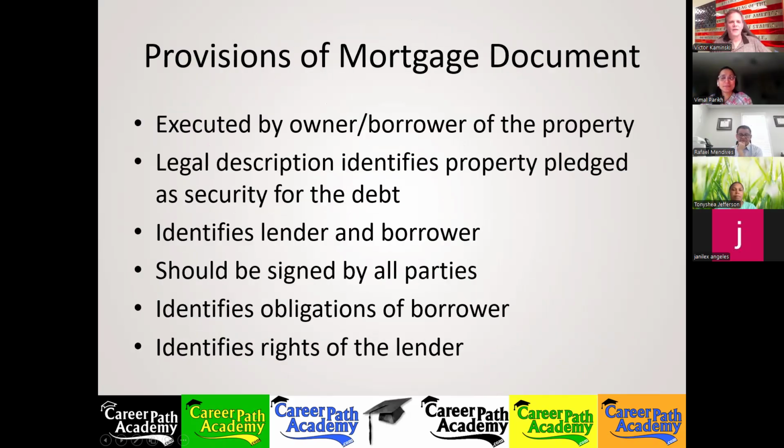Okay. So, what are the provisions of the mortgage document? What do they say? Well, the mortgage document is executed by the owner, the borrower of the property. It has a legal description that identifies the property that's being pledged as security for the loan. It identifies who the lender and the borrower are, so it identifies who the parties are. It should be signed by all the parties involved. It identifies the obligations of the borrower, and it identifies the rights of the lender.